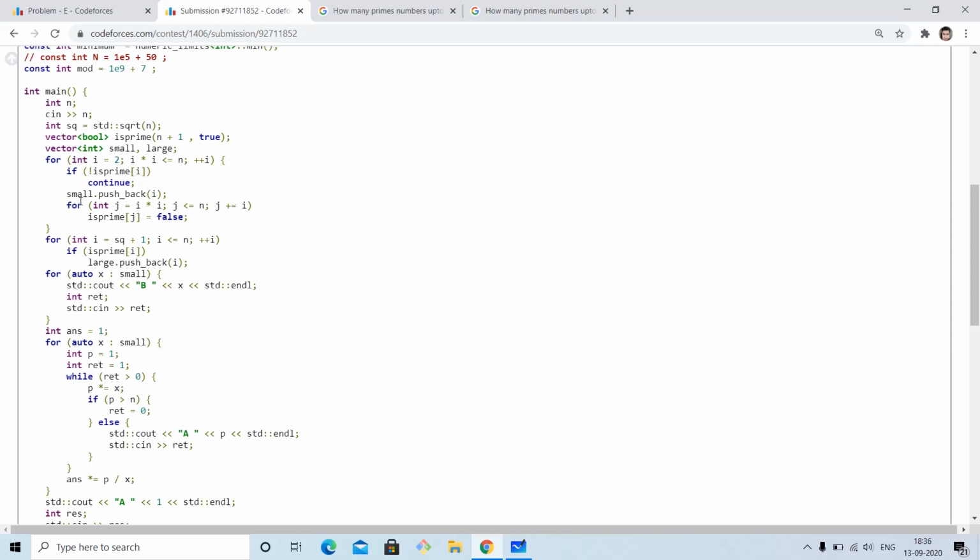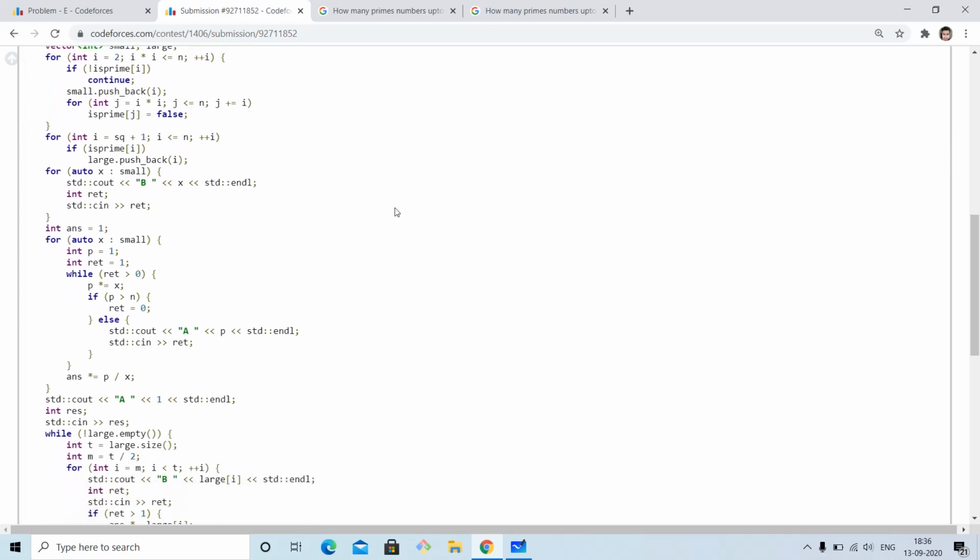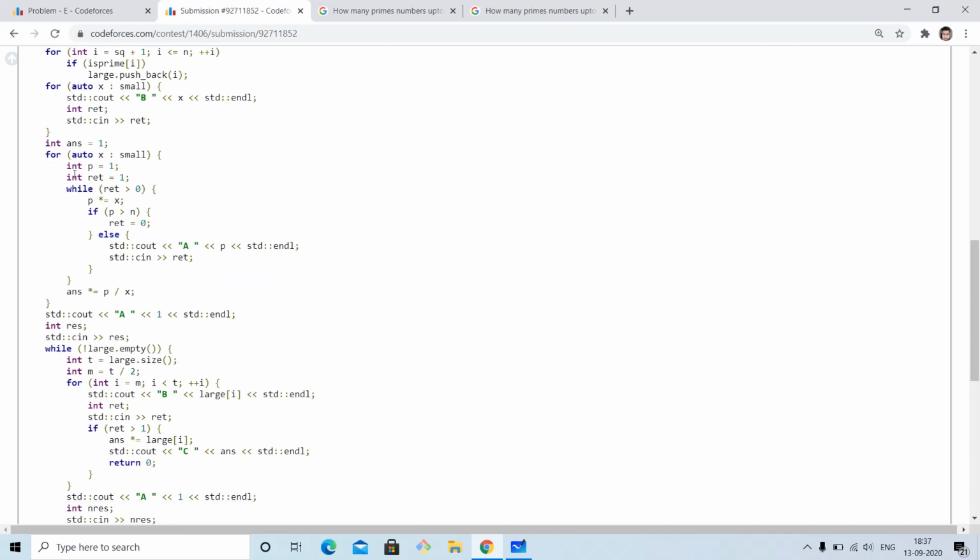Here we will push into the small primes, and then after square root of n, all the primes will be pushed into the large primes. So we have a set of large primes and small primes. For all the small primes, we're going to do a B query, and then after that, let us say we have the final answer to be 1. Then for all the small prime factors, we will process a query.